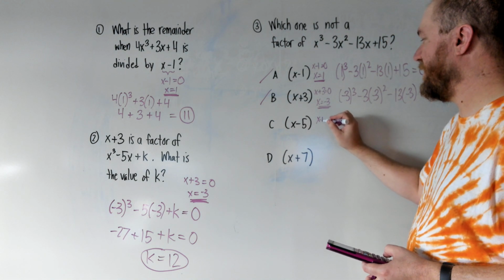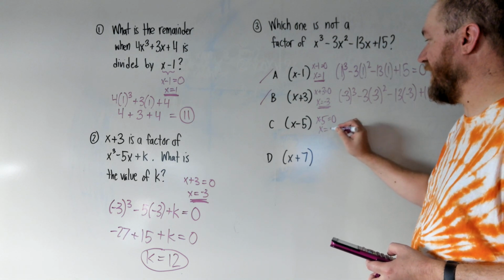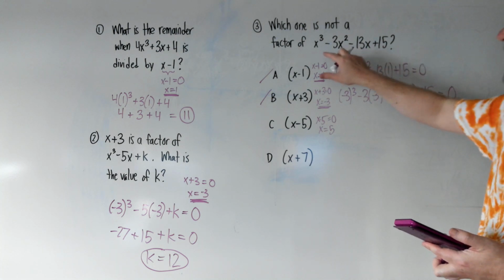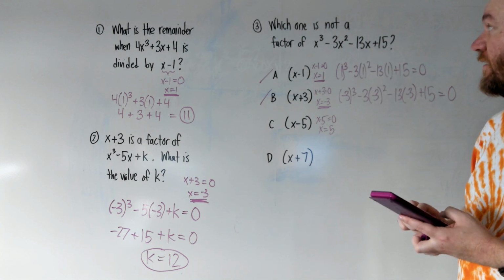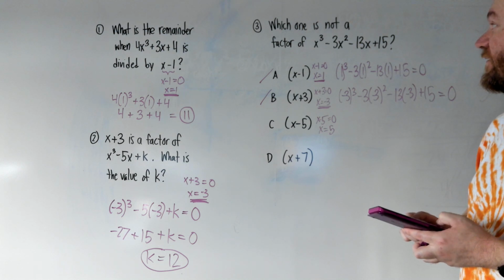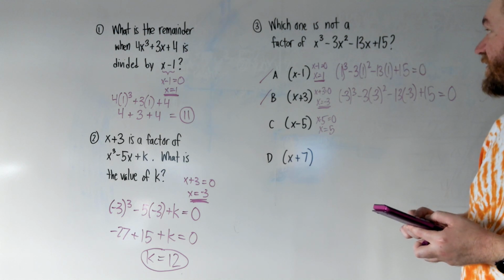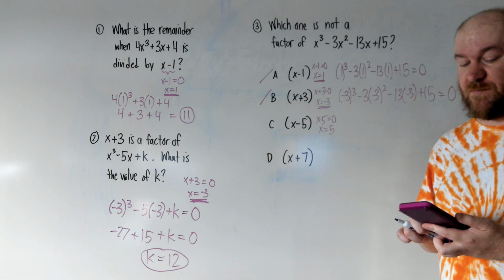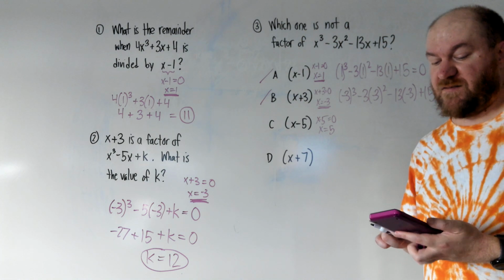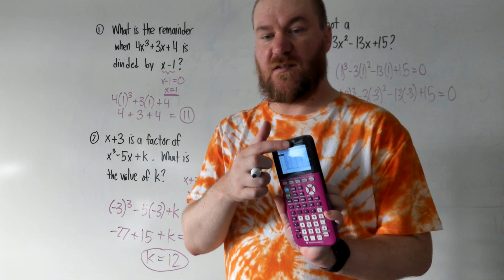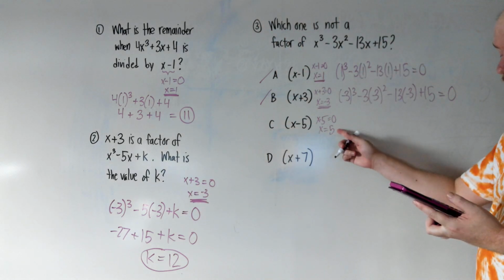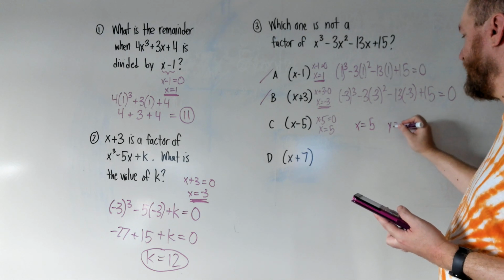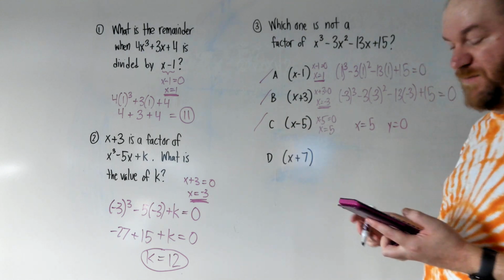Let's try this one. If we plug in x equals 5, for this one I'm going to go to the y equals screen and type in x to the third minus 3x squared minus 13x plus 15. If I go to the table, I don't have to keep writing this out or typing in all the answers. I can just look and see which values make 0. 5 makes 0. When x is 5, y is 0, so I know that one's out. It must be choice D.